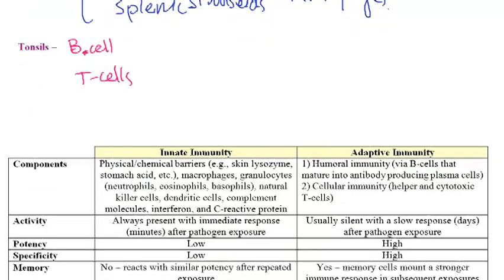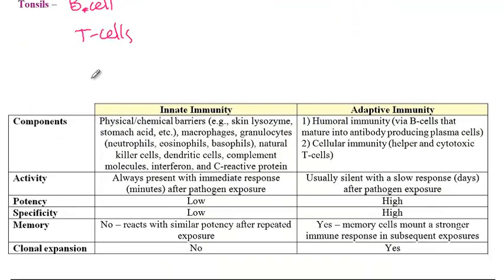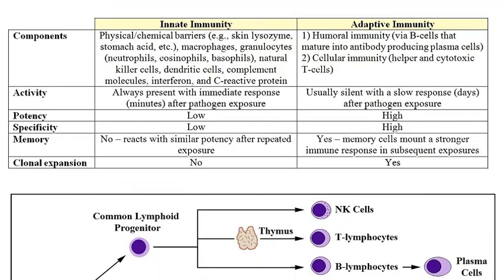Okay, so next in this table I have provided you with a summary of all the differences between innate and adaptive immunity. So we just discussed innate immunity is the very first type of immunity that will encounter any entering pathogen or any entering antigen, and these could include physical or chemical barriers, like for instance skin, lysozyme or stomach acid. It could include macrophages, neutrophils, eosinophils or basophils, natural killer cells, dendritic cells, complement molecules, interferon for fighting viruses, and C-reactive protein for mounting an inflammatory reaction.